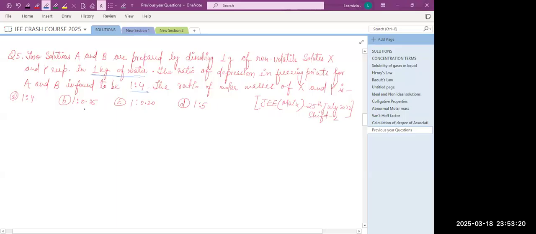Option A is 1:4, option B is 1:0.25, option C is 1:0.20, and option D is 1:5. Solve it. This type of question can be asked in JEE Mains. It's a question which was asked in 2022. Solve it and tell me the answer. At least try it.